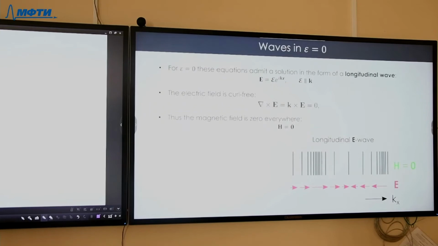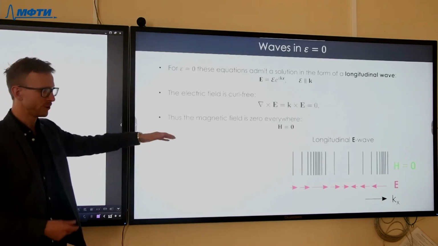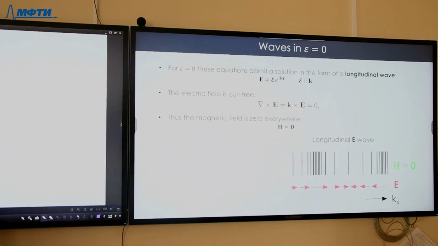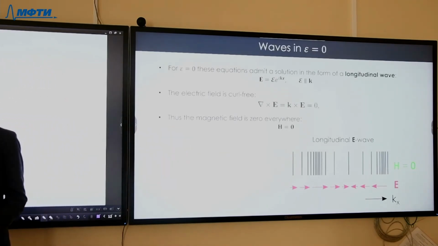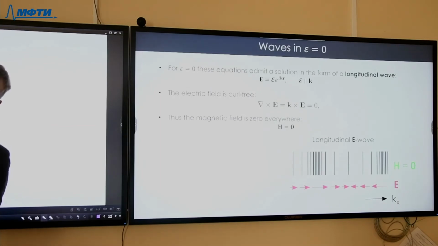Magnetic field is 0, the electric field is parallel to the wave vector, and it propagates with a real valued k, and the value of k can be any real valued wave vector. Any such wave vector satisfies our equations. The only requirement is that epsilon must equal 0. So tell me in what media we can find epsilon close or equal to 0. Which media do you remember that can have permittivity close to 0?